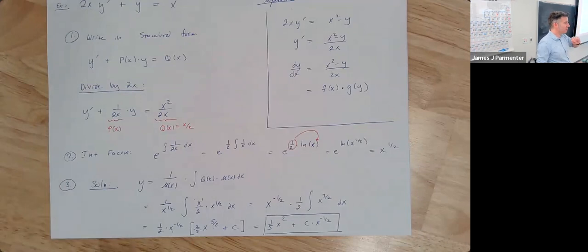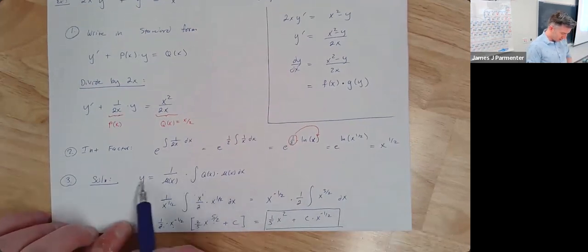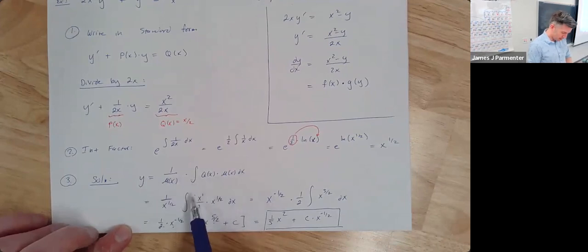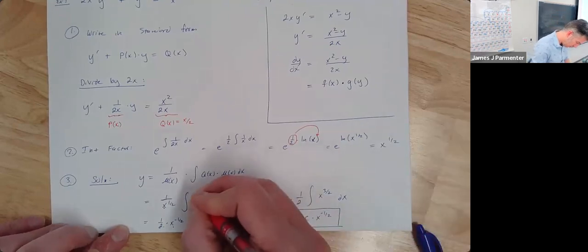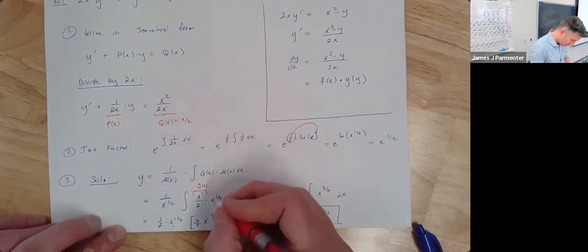Question. Like the actual long way, or just this last part here? Just that spot at the bottom. Sure. So here's my solution. And then I just wrote that. I wrote 1 over mu times the integral of q. Right, there's my q, x over 2, because I simplified the x squared over 2x to x over 2. And here's my mu again.